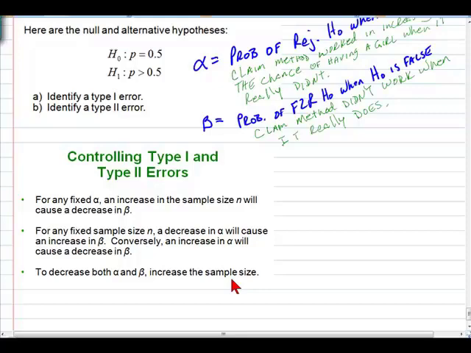This wraps up section 8.2. This is a critical section. Please do not slack on this section.